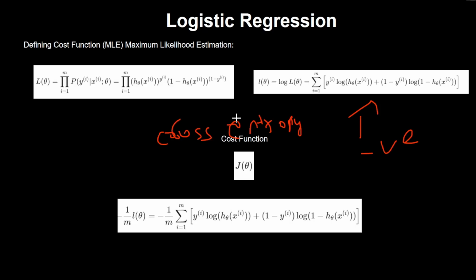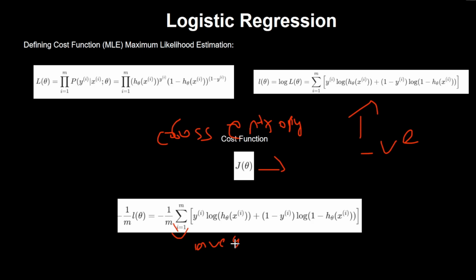So why do we use this? This is the notation. J theta is this one. Here J theta is the cost function, and minus 1 by m, minus is the negative sign of the logarithm, and 1 by m is the average, so that it generalizes across different sizes or different numbers of data.